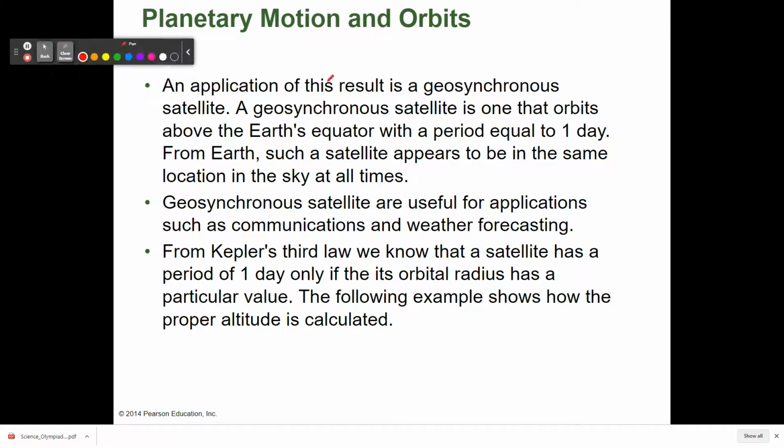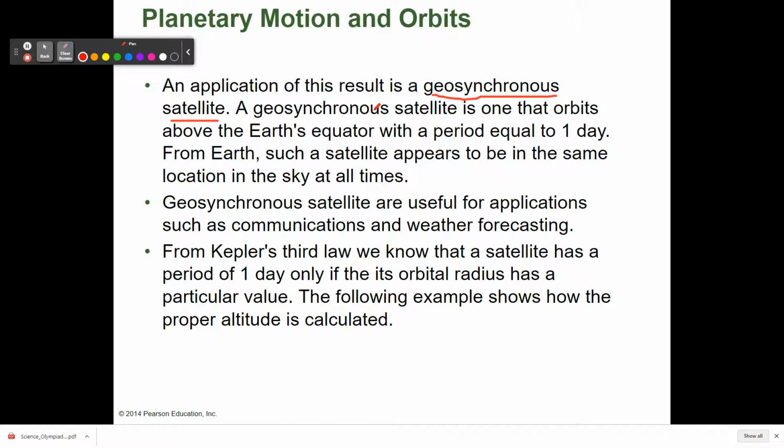So, some applications of this information: geosynchronous satellites are probably the best application for this. A geosynchronous satellite is one that orbits the Earth with a period equal to 1 day. From Earth, such satellites appear to be in the same location all the time, but they're really not. They're moving around, but their period is 1 day. Geosynchronous satellites are useful for communication and weather forecasting. These are all communication satellites, that kind of thing.